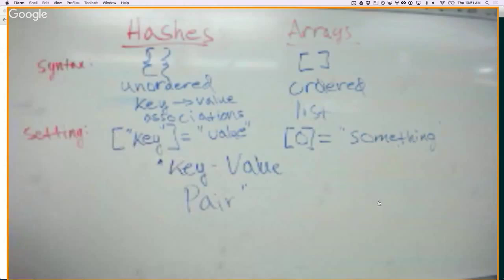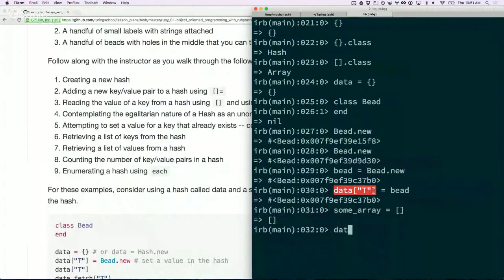And so again, looking at that from code, I did the assignment by saying data of, hey data, you friendly hash, can you assign the value at the key of T to be this bead that I created the line before? Hash says, no problem. I look at data, I can see that, okay, there's T, bead. It actually is showing us the value in this case.